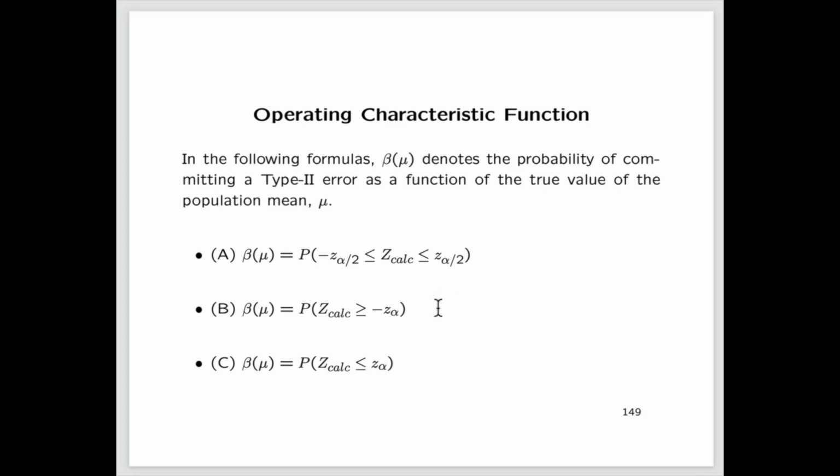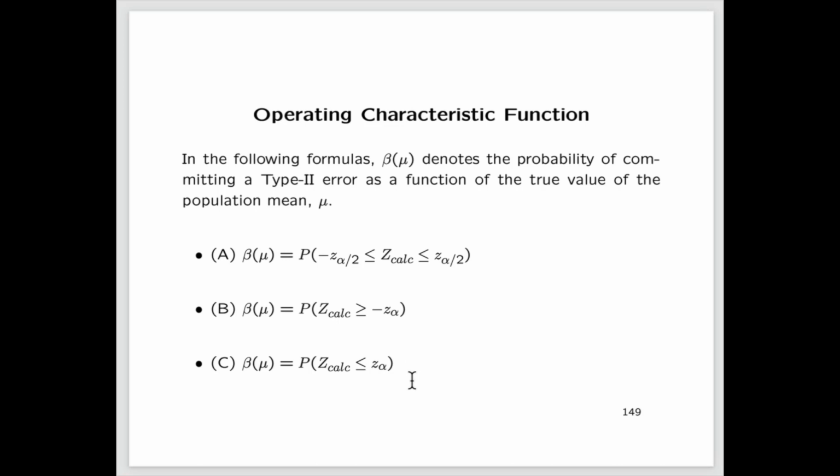Now, for a left-tailed test, we're going to reject for small values of our test statistic. In particular, if z-calc is less than negative z sub alpha. So we would fail to reject the null hypothesis if z-calc is greater than or equal to negative z sub alpha. And so for a given value of mu for which the alternative hypothesis is true, and so therefore the null hypothesis is false, the probability of a type 2 error as a function of mu is equal to the probability that z-calc is greater than or equal to negative z sub alpha.